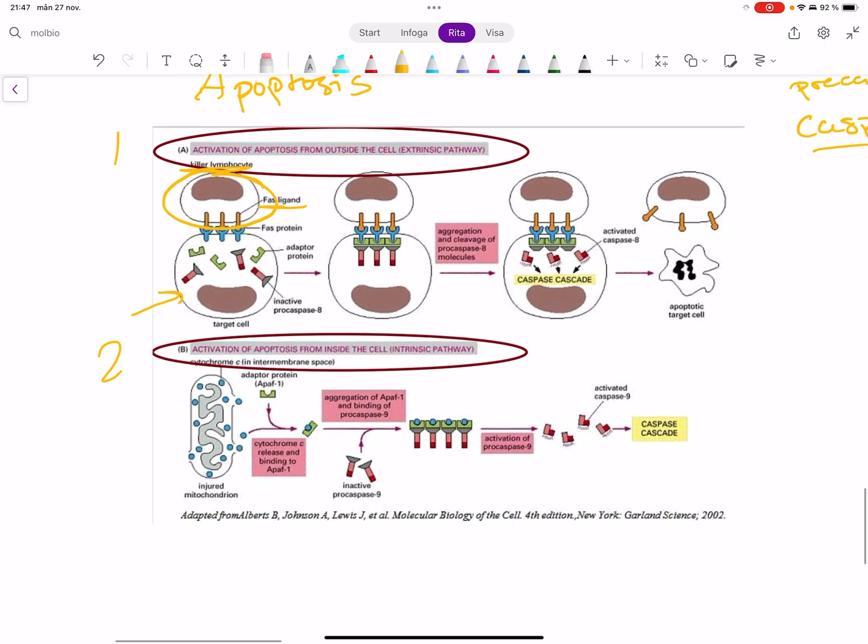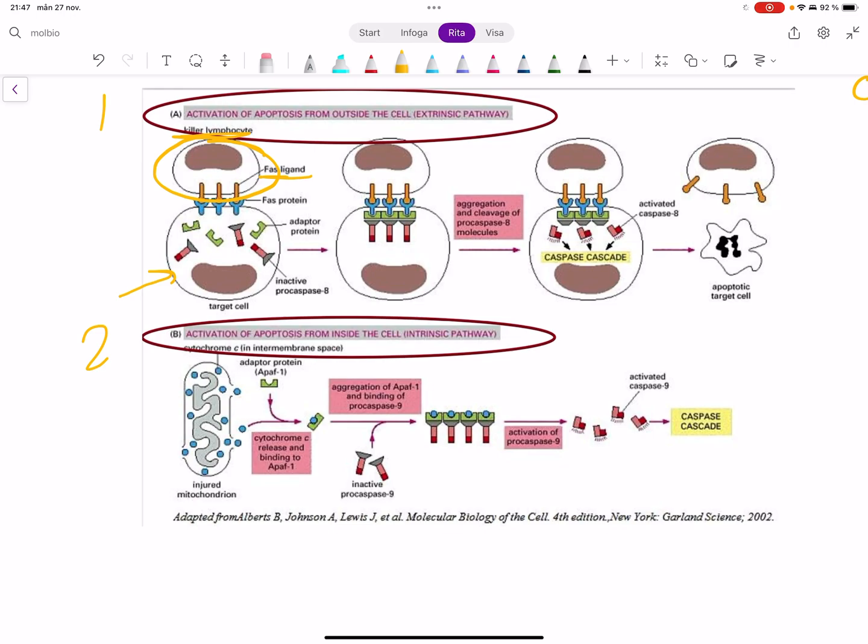The exact same thing happens almost in the intrinsic pathway, only the activation will not be by FAS ligands or the TNFs, but by the BCL2 proteins, and they will rupture the mitochondria. They will release cytochrome C, and this cytochrome C binds to an adaptor protein, and this leads to the aggregation of procaspase 9, and then there will be a cleavage of this precursor, and then activation of the caspase cascade, and that will lead to apoptosis. So really the only difference here is how they start and from where. Almost everything else is the same.